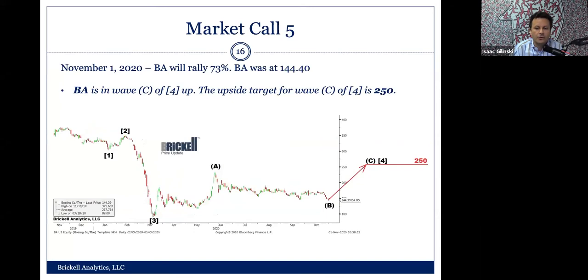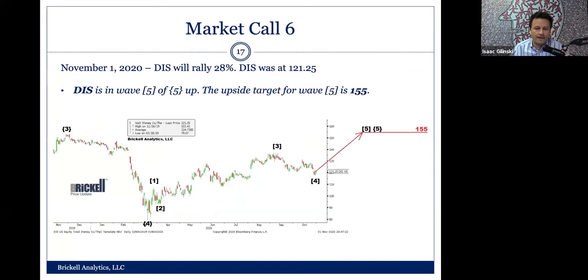Same forecast on Boeing. We were very bullish on Boeing when the stock was at about 144. And as you know, last week, the airlines and Boeing surged, and Boeing got to $270 last week. So this forecast also materialized. We were very bullish on Disney. We thought Disney could reach its prior high. And so we called for a rally to 155. Again, Disney is above 155. So that forecast also worked out.